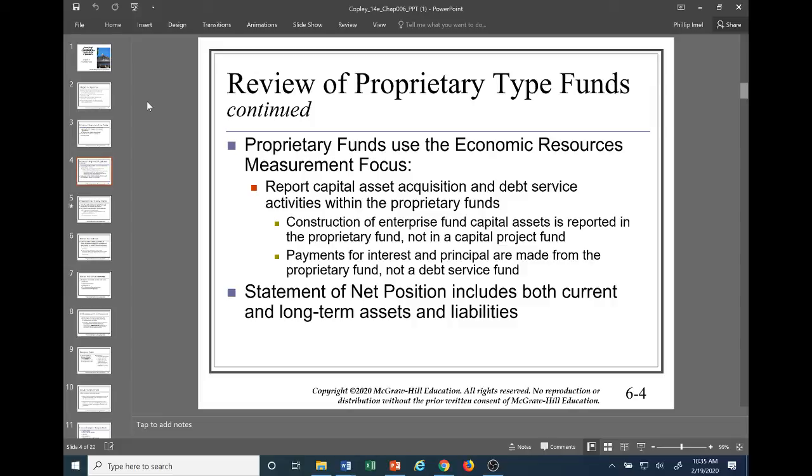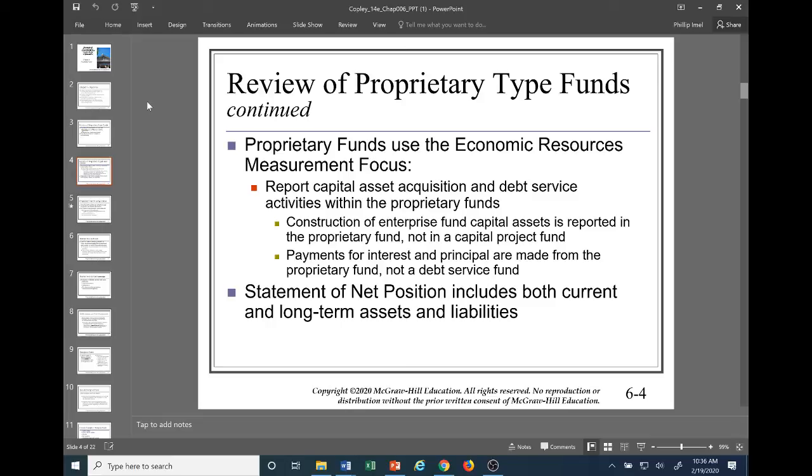Construction of enterprise fund capital assets is reported in proprietary funds, not in the capital project funds. If you remember when we were talking about capital projects funds, we said if the water utility fund did an addition on the building, they account for that in that proprietary fund, not within a capital projects fund, right? So that's what we're talking about here. They're going to account for that within that fund. We don't need a capital projects fund.